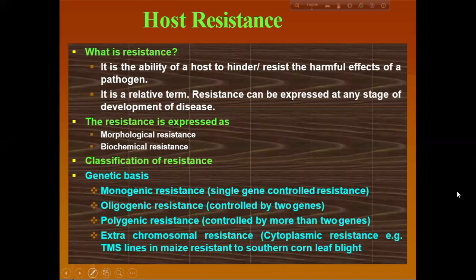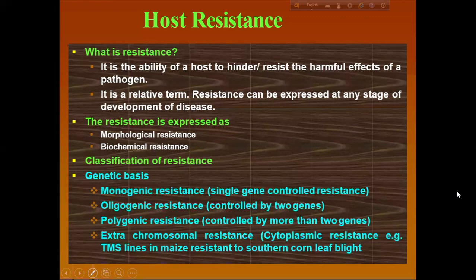For example, I told you about the production of phytoalexin inside the plant. So this phytoalexin can resist the growth of the pathogen, the development of the pathogen, and reproduction of the pathogen inside the plant. Even this chemical can kill the pathogen to some extent. So these are known as biochemical resistance.